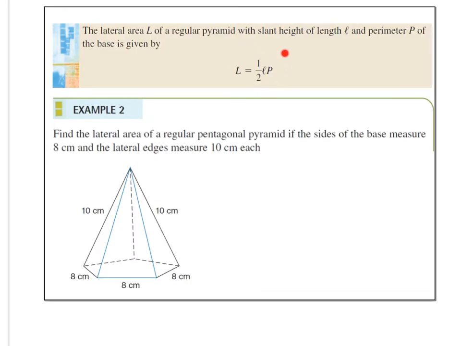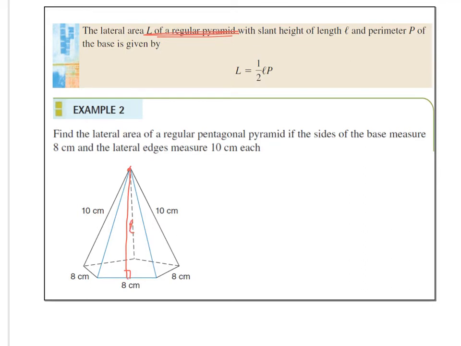Okay, here's the formula that's important for the lateral area of a regular pyramid. That's really important. The lateral area of a regular pyramid with a slant height of length l and a perimeter P. So when we have a regular pyramid, we're going to use 1/2 lP. So here we're told that the base has 8 centimeters as the edge, and the lateral edges measure 10 centimeters. So ultimately what we want to do is draw in the slant height from the vertex down here. This is what we're looking for, our l.